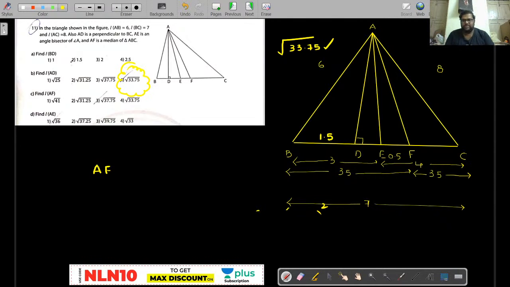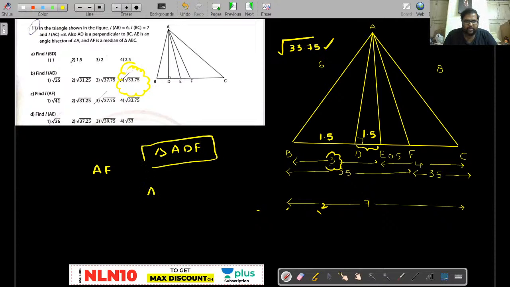Now observe here, you got BD as 1.5. Am I right or wrong? Now the BE value is 3. Now automatically what will be the DE value? The DE value will also be 1.5. Am I right or wrong? Now observe here, triangle ADF. Triangle ADF is a right angle triangle where AD square plus DF square will be equal to AF square.